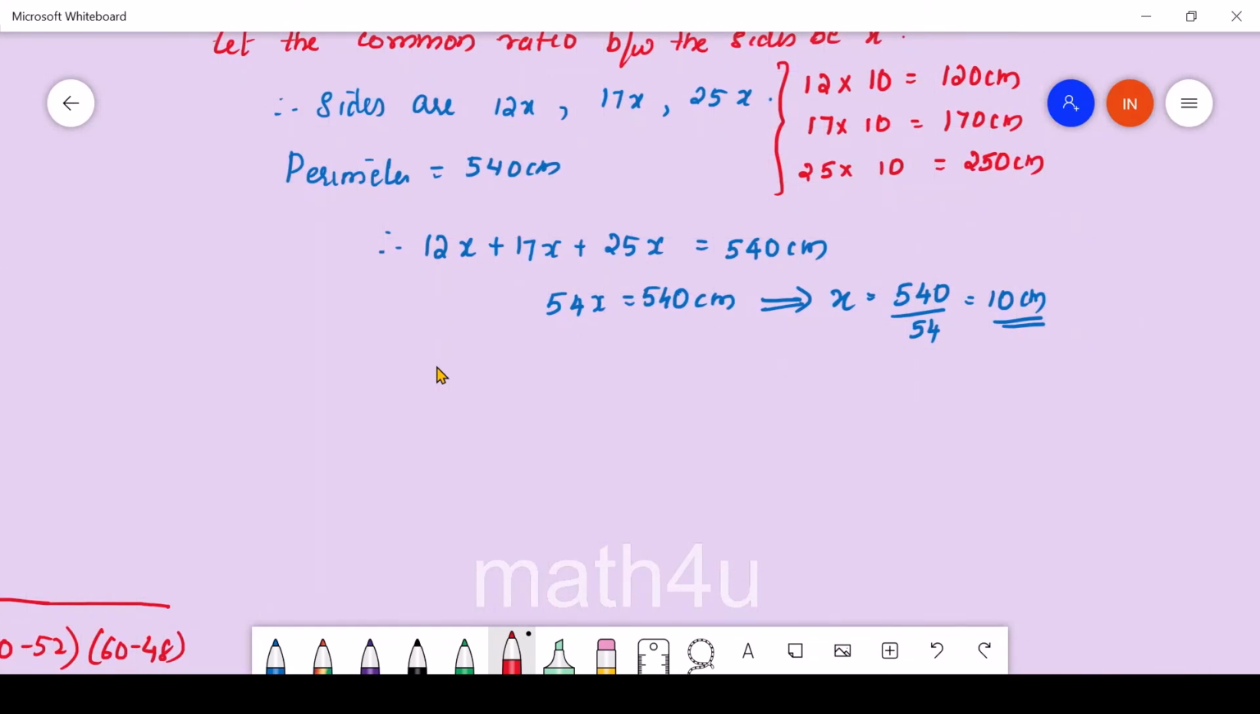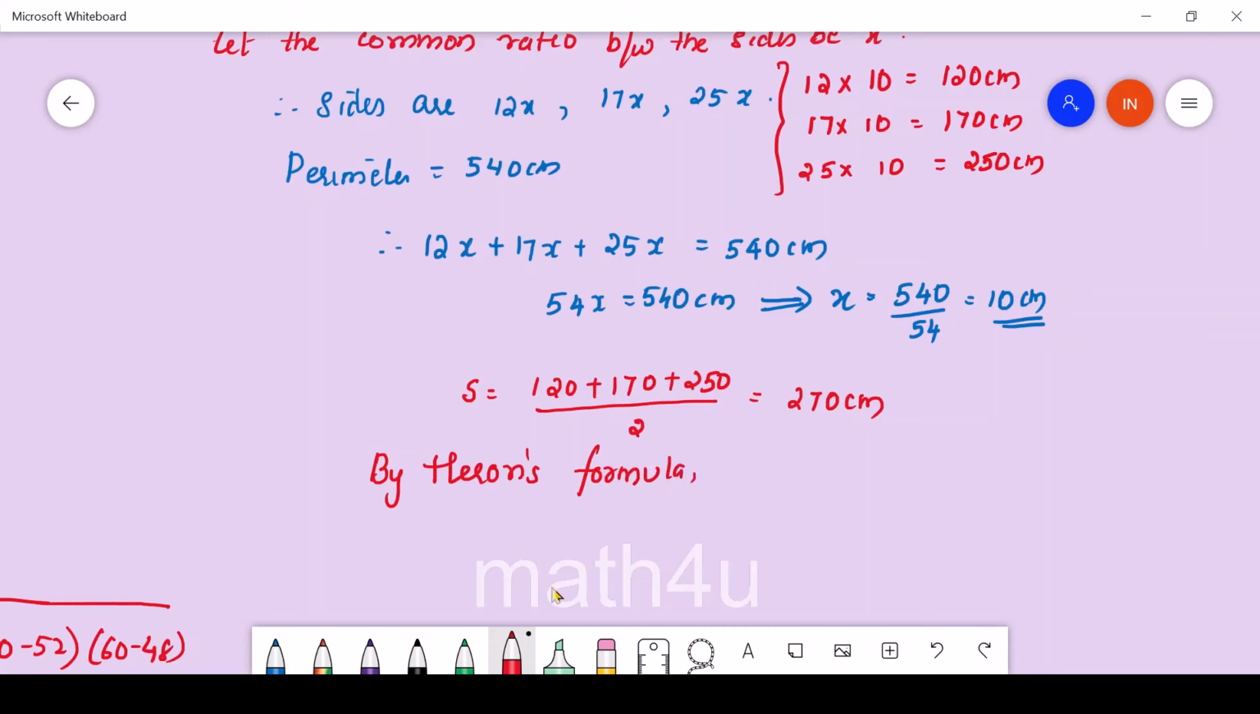Now what we are going to do? Now we are going to find out S. So what will be S? S is equal to adding all these sides divided by 2, right? So all these sides I'm adding divided by 2, you will get the answer as 270 centimeter. Now apply Heron's formula.